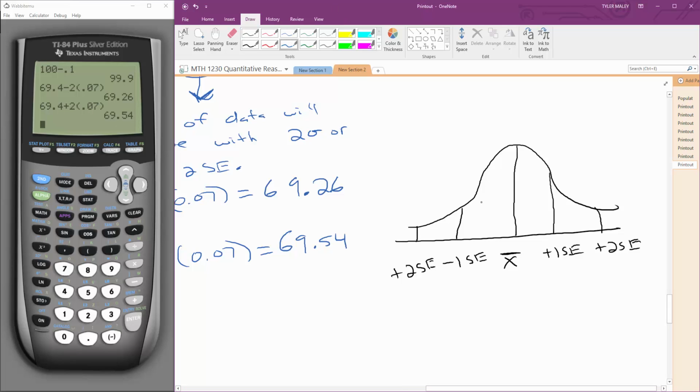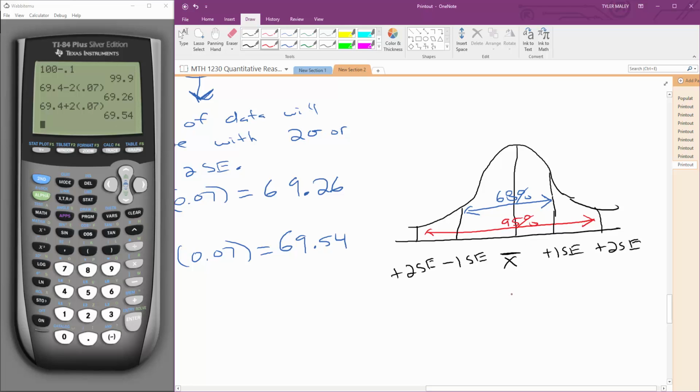And here is minus 2 standard error, right? So in between there is 68%. So there's a 68% chance that our mean will be in between here. And then in between here and here, we can expect our sample mean to fall in here 95% of the time, right?